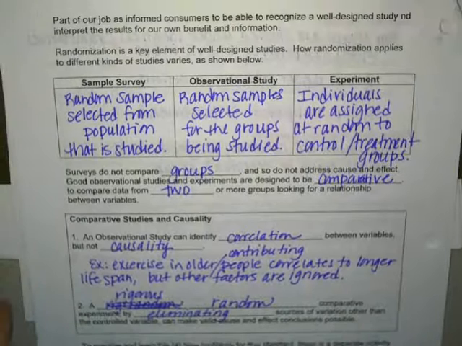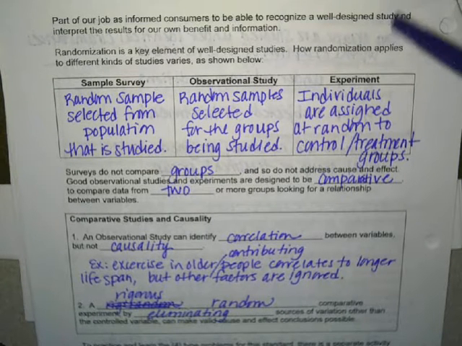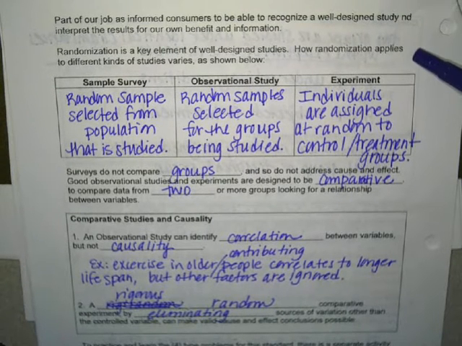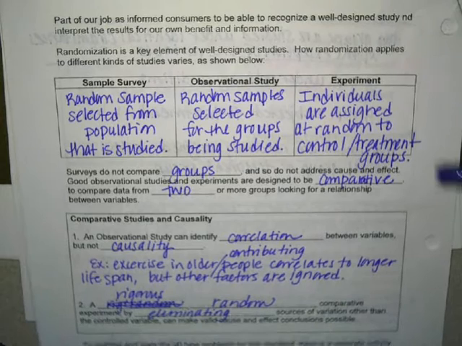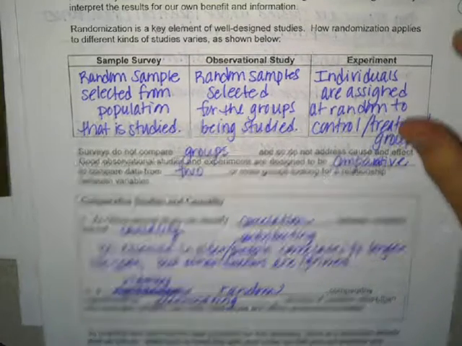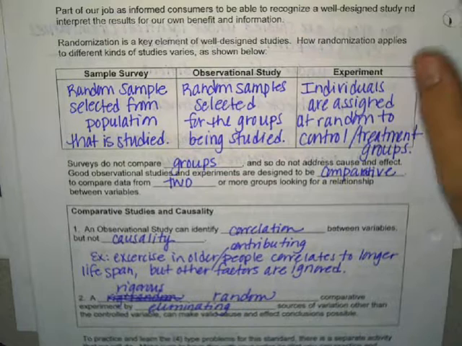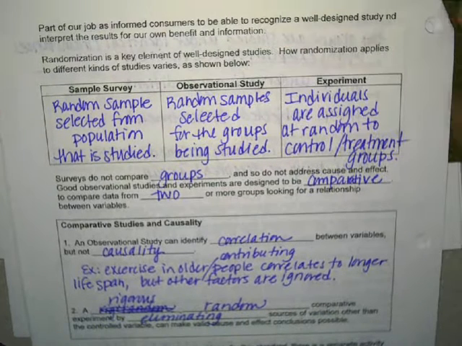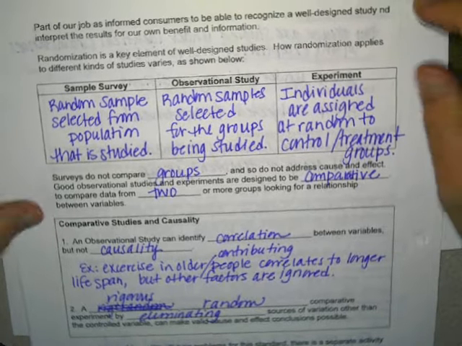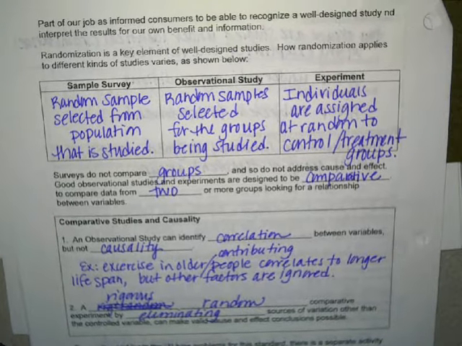Okay. The last couple parts here are kind of just summing up what we just got done talking about, with just some kind of concluding statements here. Part of our job as informed consumers is to be able to recognize a well-designed study and interpret the results for our own benefit and information. Randomization is a key element of well-designed studies. How randomization applies to different kinds of studies varies, as shown below.